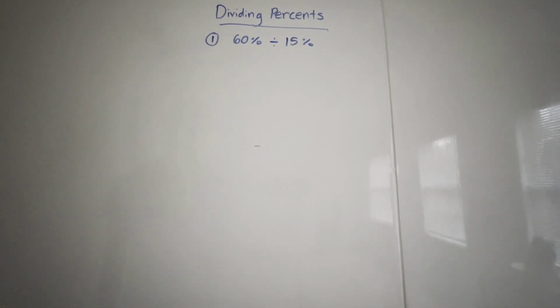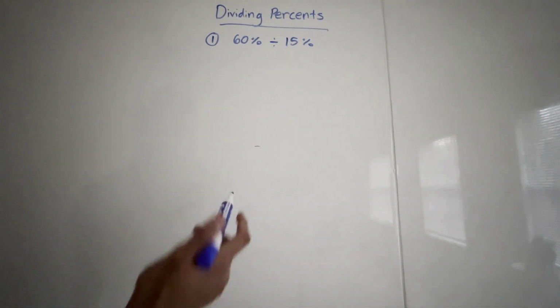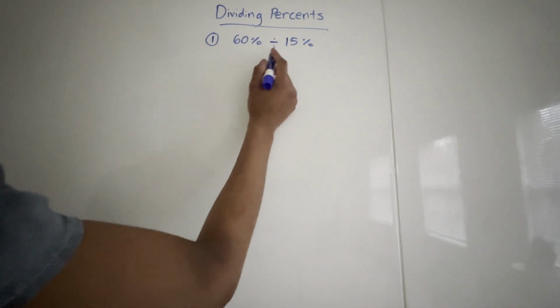Alright guys, in today's video we're going to be learning how to divide percents. And this is actually a little harder than adding and subtracting percents and slightly harder than multiplying percents. But once you get the concept, it's really easy. So right here we have 60% divided by 50%.